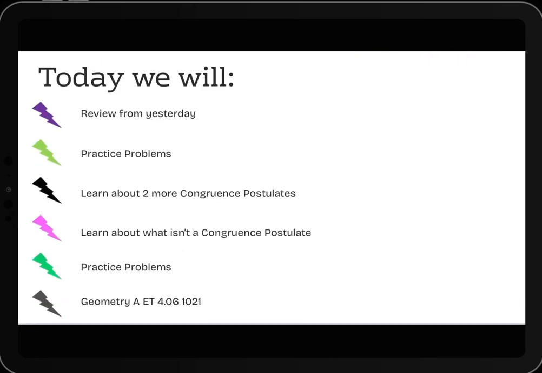So we're going to review a bit from what we did in the last lesson, 4.05, practice problems. We're going to talk about two more congruence postulates, and then we're going to talk specifically about that funny little word at the beginning that doesn't represent a congruence postulate whatsoever. And then we're going to practice problems, and we have your exit ticket assignment 4.06.